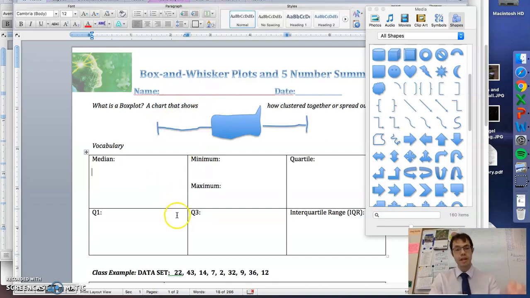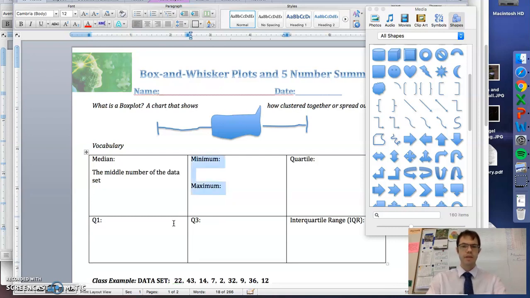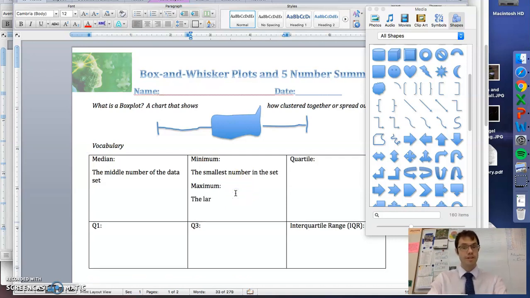Now, what goes into creating a box plot? Well, the first step is that you have to find the median, and this is just the middle number of the data set. The minimum is the smallest number in the set. The maximum is the largest number in the set. And these are up here on our chart, right? So this right here, that's our minimum.